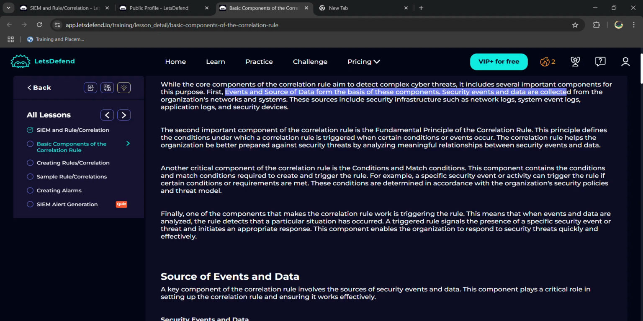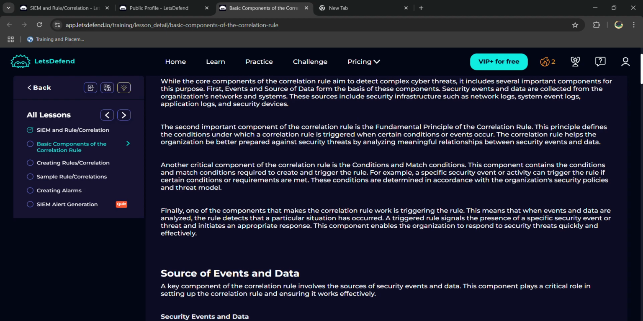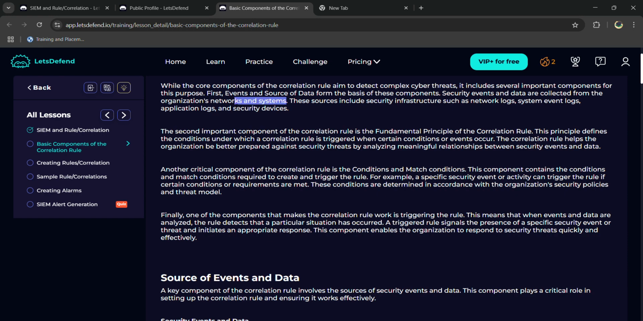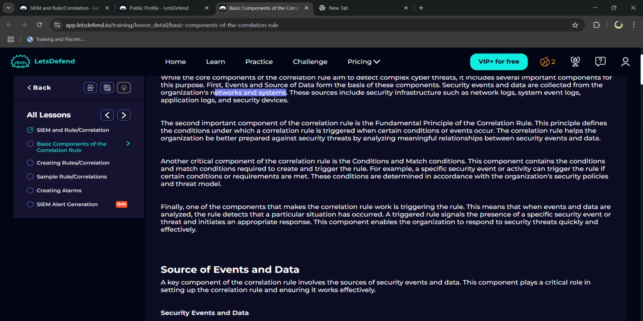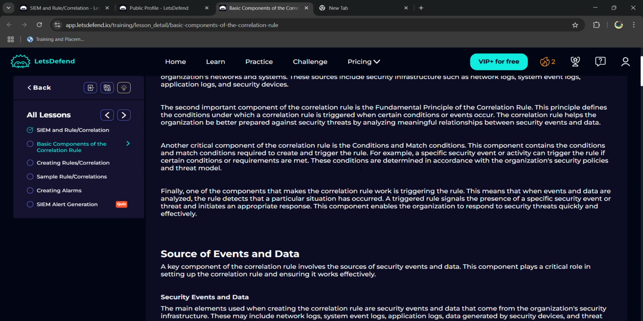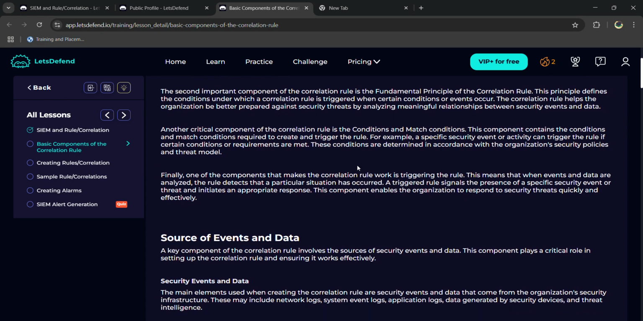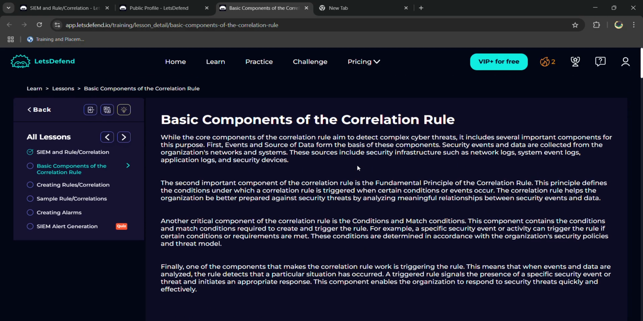Security events and data are collected from the organization's network and systems. These sources include security infrastructure such as the logs, the system event logs, the application logs, and the security devices. The second important component of the correlation rule, first component is event and sources of data.